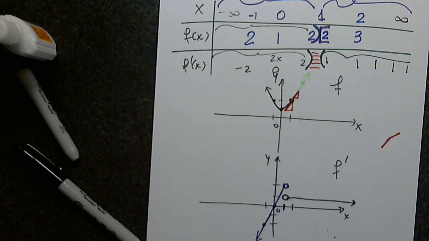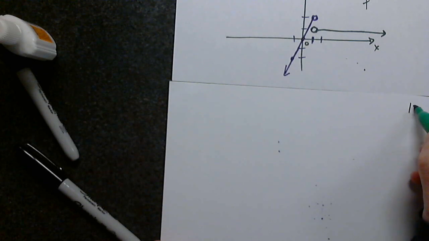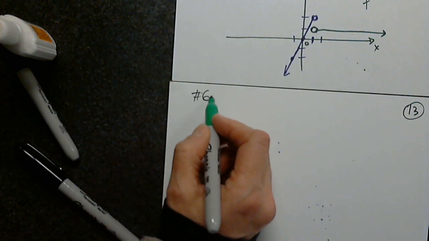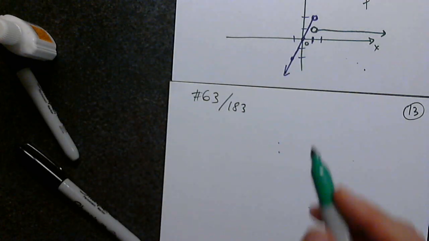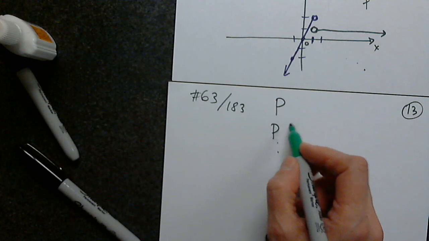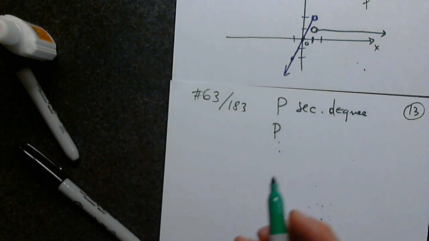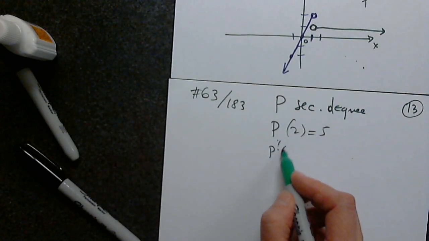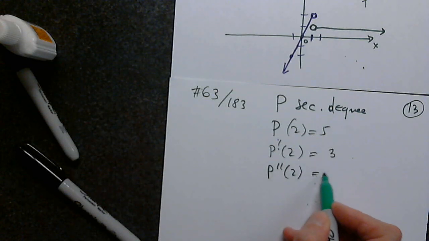Find a second degree polynomial. Problem 63, page 183. Find a second degree polynomial P such that P of 2 equals 5, P prime of 2 equals 3, P double prime of 2 equals 2.